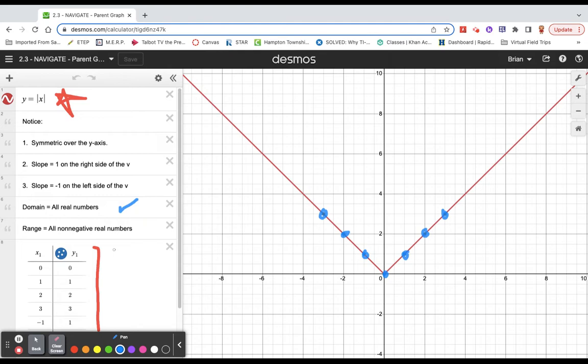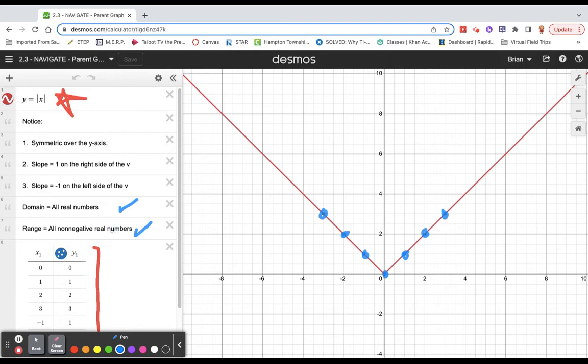As we place any number into the evaluation of this function, any real number into the evaluation of this function, we should expect to see any non-negative real number come out as the output.